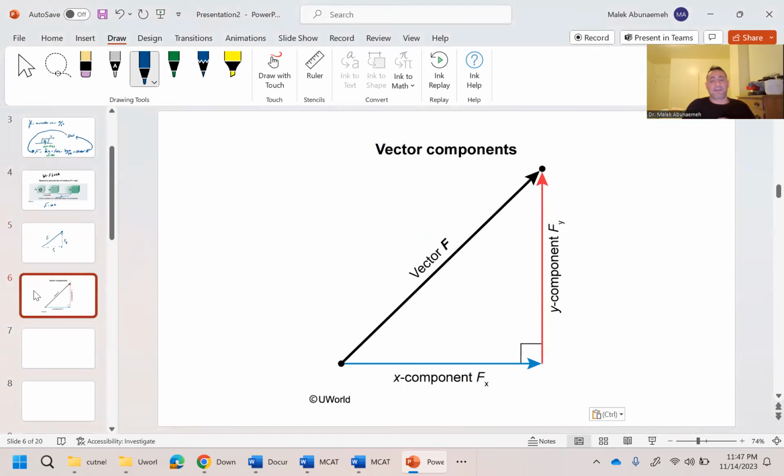Here's the picture. Here's your vector F, and again we said it was the resultant of two components: your F in the x component, which is your Fx over here, and your F in the y direction. Now, this is caused by an angle. Let's call this angle theta, and the sine of that angle is going to equal what? The sine of the angle is going to be the opposite over the hypotenuse, right?